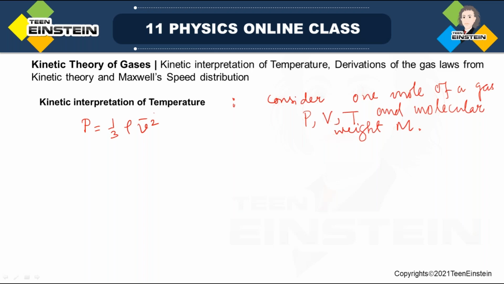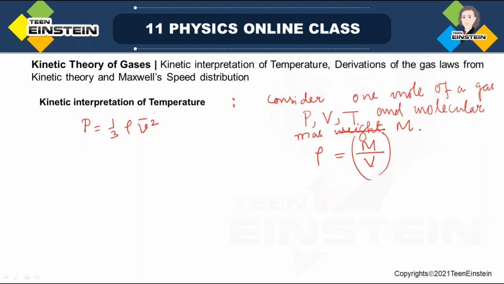Now this is molecular mass, we generally say weight also. So we can get one thing from here. We can get the density of the gas from here. How? Molecular mass divided by the total volume of the gas. Okay, this we can write.